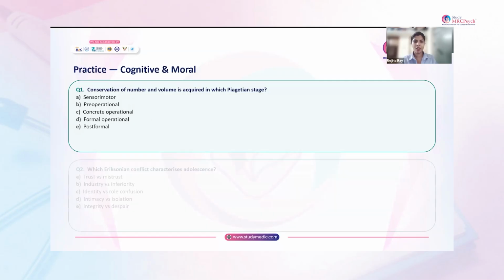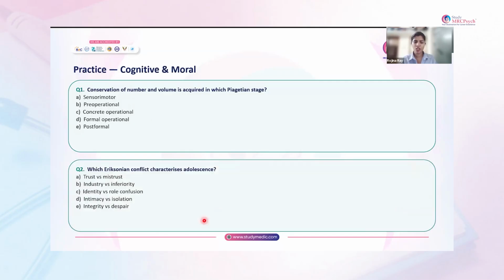Okay. Now moving on to the next question. Which Eriksonian conflict characterizes adolescence? We have already discussed this. What is the answer? Identity versus role confusion.